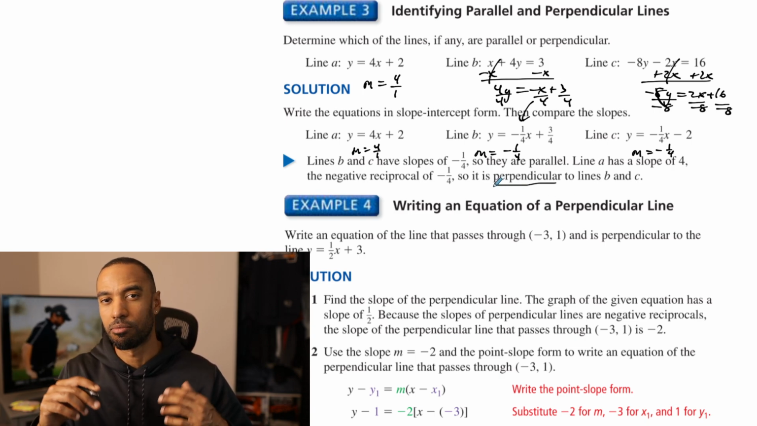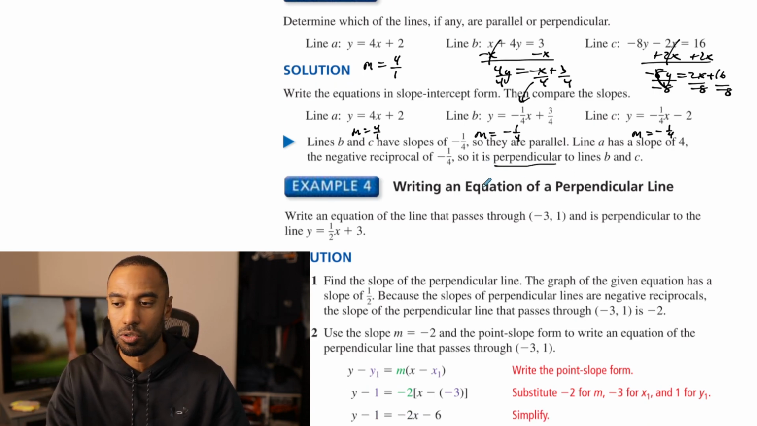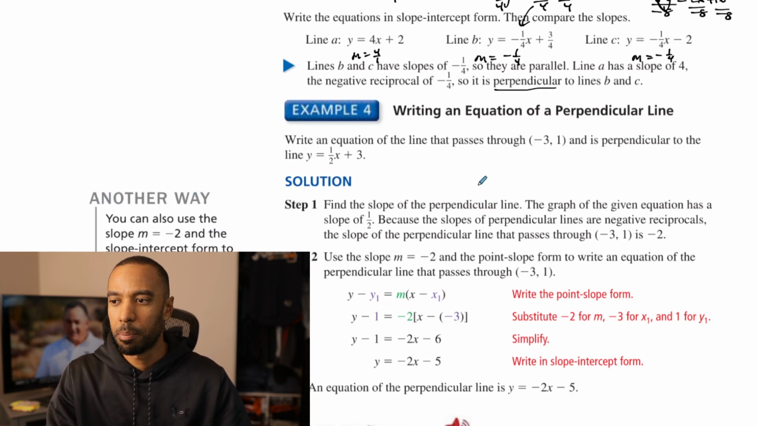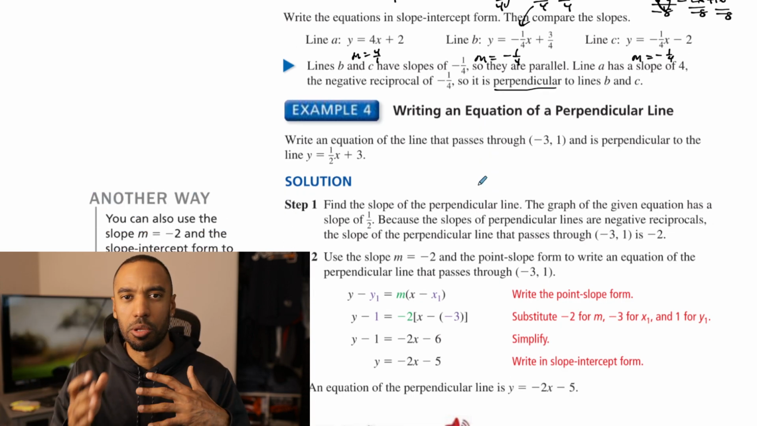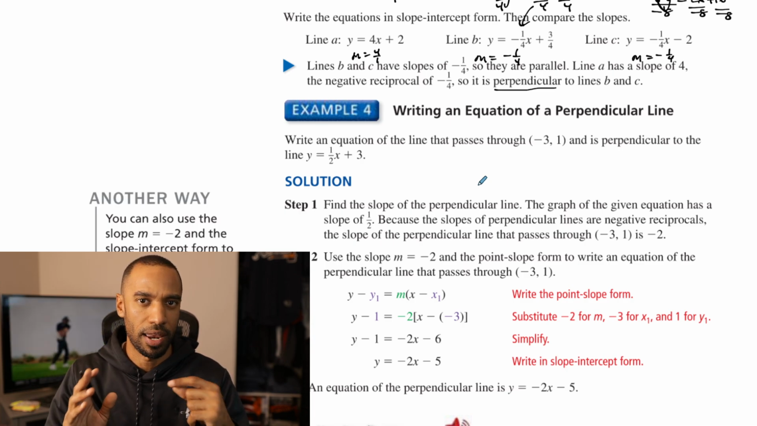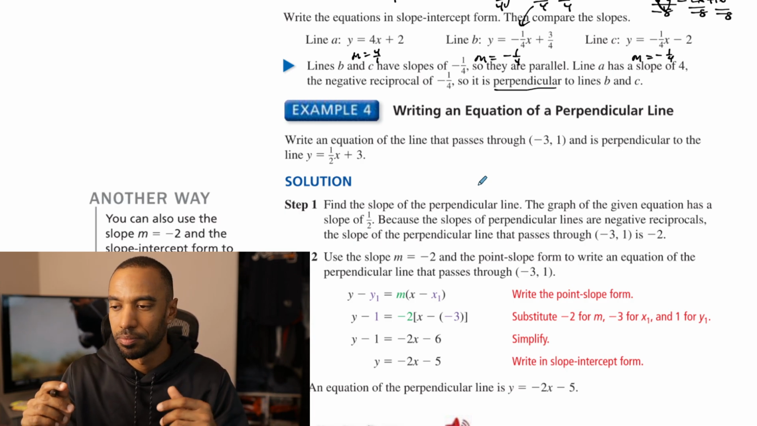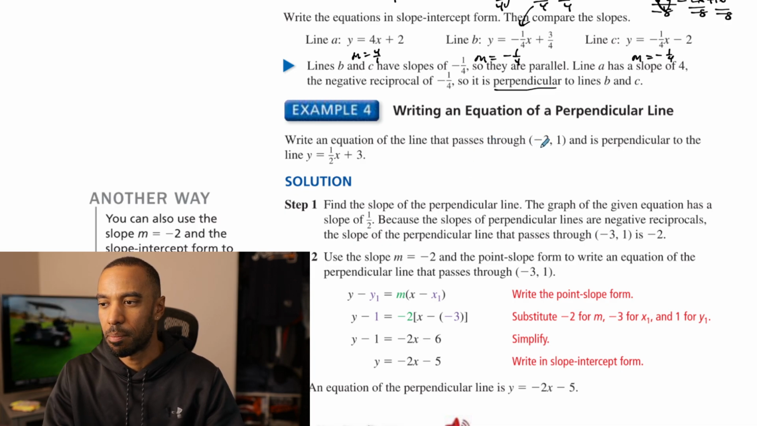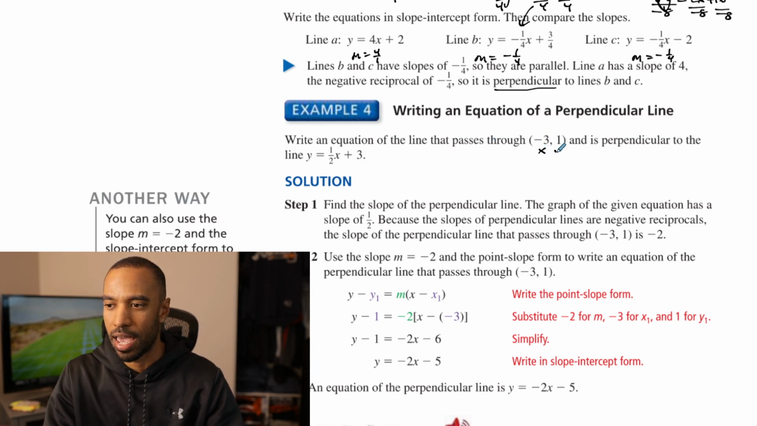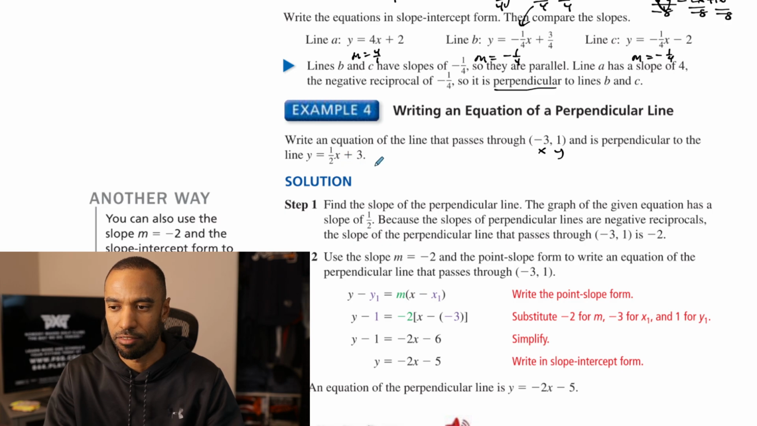If we get it in slope-intercept form, that'll get us to what we need for a conclusion. Here's another example, writing an equation of a perpendicular line. This is going to be more along the lines of example 2, writing an equation of a parallel line. So write an equation of the line that passes through this point, this new x, y, and is perpendicular to the line y equals 1/2 x plus 3.